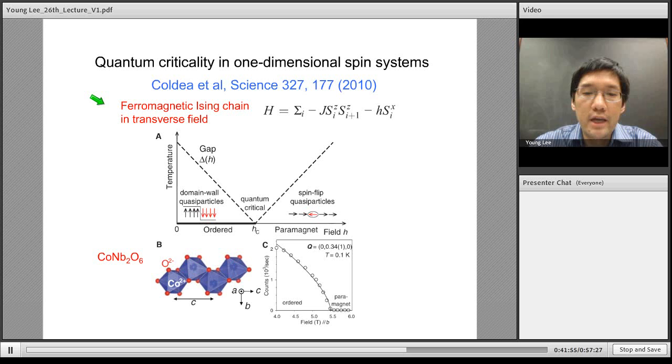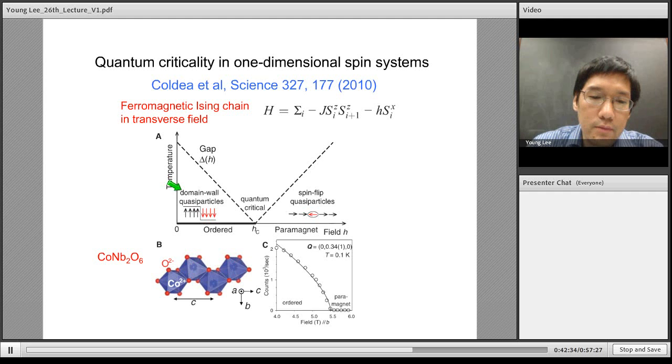So here's the Hamiltonian. You want to have Ising moments, and J is positive to make this a ferromagnetic interaction. And then you want the ability to apply a field in the perpendicular direction to the easy axis. And that gives you a phase diagram as shown down here. So at low fields, essentially at zero field, for example, you will have a ferromagnetically ordered chain at low temperatures. And then you can ask what type of excitations do you expect from such an ordered state?